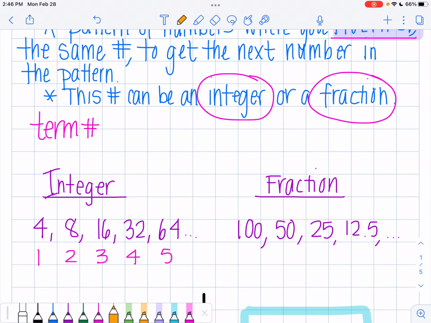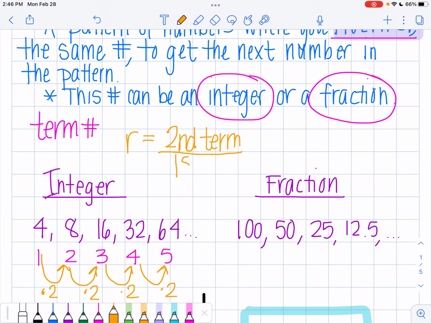So I'm trying to determine, how do I get from 4 to 8? Well, I multiply by 2. How do I get from 8 to 16? I multiply by 2. How do I get from 16 to 32? I multiply by 2. And how do I get from 32 to 64? I multiply by 2. Maybe you can't see that right away. So what you can do to find the common ratio, R, is you take your second term and divide it by your first term.